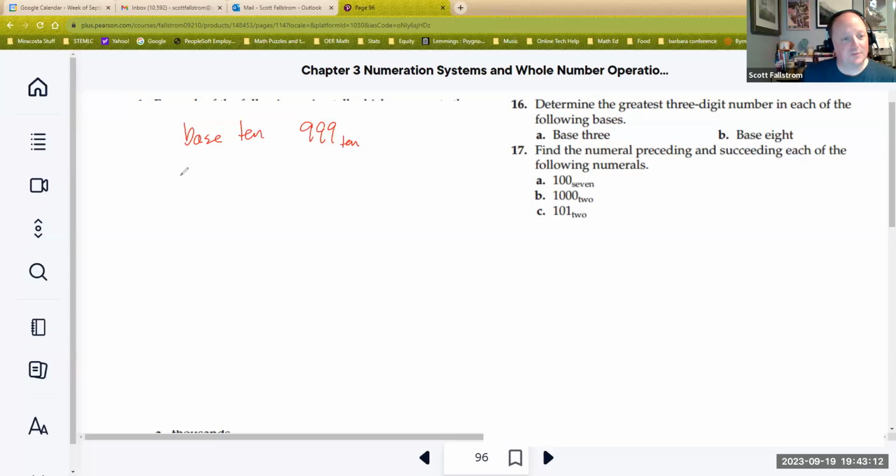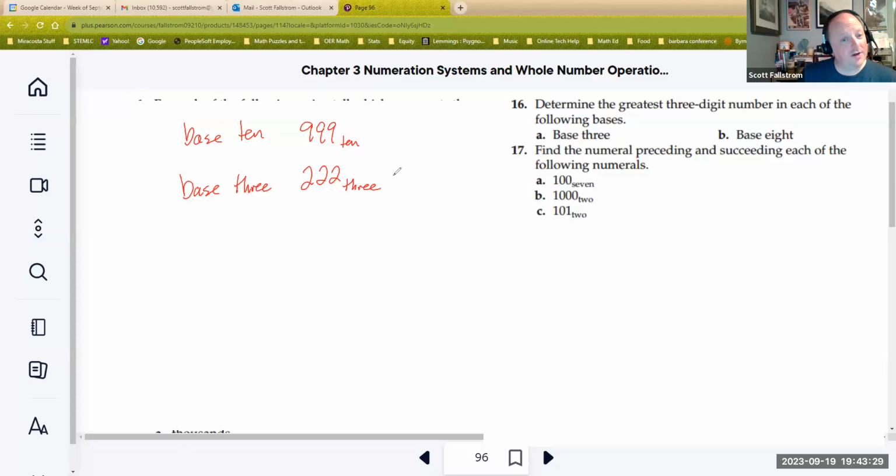And then it says base 3. So in base 3, think about the digits. What are my possible digits? I can't use a 3. The biggest one is a 2. So for a 3-digit number, the biggest 3-digit number in base 3 is 222.